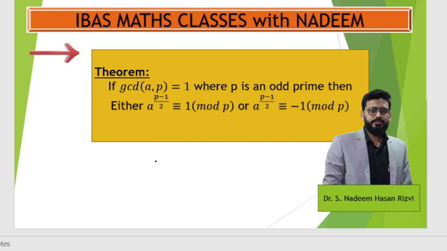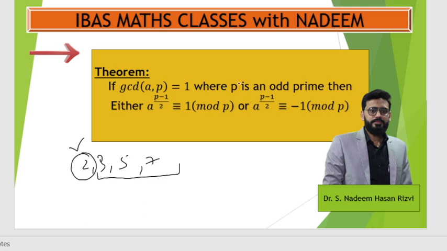Odd prime means, we all know the prime numbers are 2, 3, 5, 7, but 2 is the only even prime. Otherwise, all the primes are odd. So p is not 2. It means p is not equal to 2. So let's see the proof.